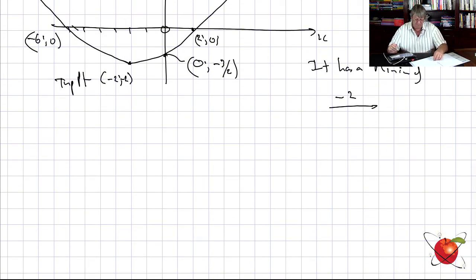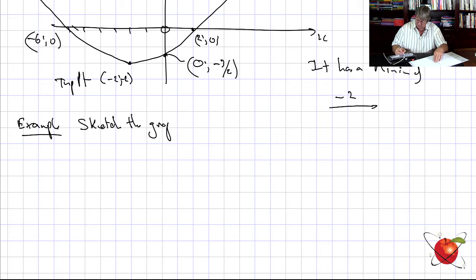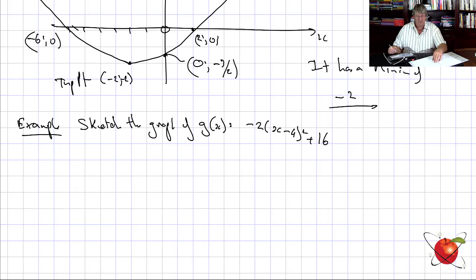Have a look. Sketch the graph. Example. Sketch the graph of g of x equal to minus 2 (x minus 4) all squared plus 16. Sketch that graph, g of x. Usually you get asked f of x or g of x or h of x. They all mean the same thing. There's no difference. It's a different function of x though.